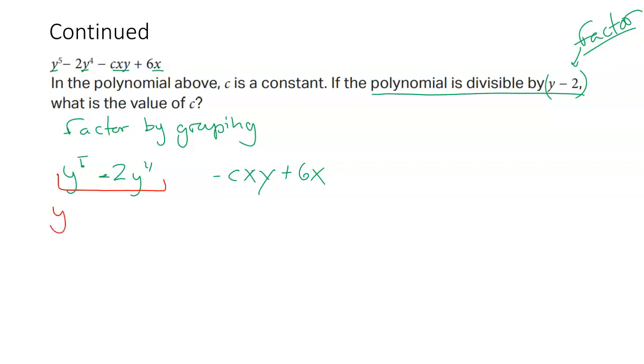Y to the, not the 5th, the 4th. That'll leave me with y minus 2. Now I need to do the same thing with the second group. I need to figure out what I could factor out that'll leave me with y minus 2. Okay, I need to factor out x. What else?